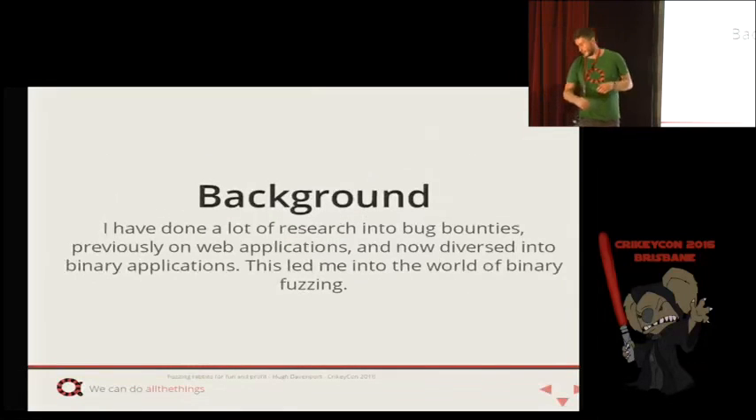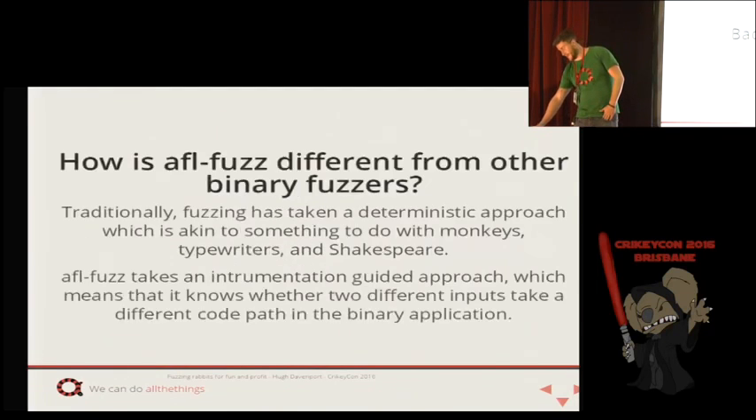Cool. So a bit of background on me and why I'm standing up here and talking about this. I've done a lot of research into bug bounties, used to do a lot of web application stuff, but recently, well, not so recently anymore, in the last year or so, I've started doing more low-level binary stuff. So this is where fuzzing comes in, and binary fuzzing is quite an interesting thing to me. I've used a whole bunch, and I like AFL probably the best because it does things quite differently.